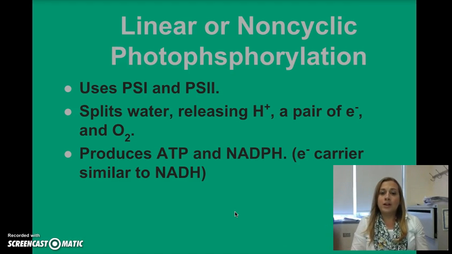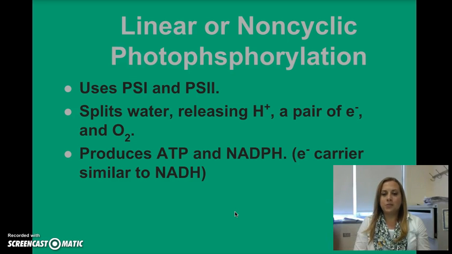Next, we're going to look at linear or non-cyclic photophosphorylation. This is going to use both photosystem 1 and photosystem 2. It's going to split a water, and when that happens, it releases hydrogen, a pair of electrons, and oxygen. This whole cycle is going to produce both ATP and NADPH. NADPH is another electron carrier. When it's not carrying the electrons, it is NADP+. When it's picked up the electrons, it will be NADPH. It looks very similar to the NADH that we talked about in cellular respiration, and does the same job.